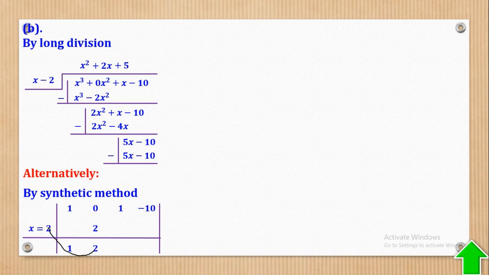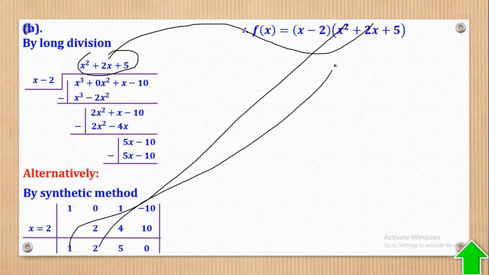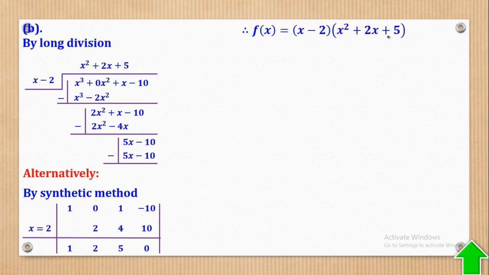Then 2 times this gives you 4, which you put here. 1 plus 4 gives you 5, which you put there. Then 5 times 2 gives you 10, which you put here. Then negative 10 plus 10 gives you 0, which you put here. So this 0 is what proves to you that there is no remainder. Therefore, f(x) is equal to (x minus 2)(x squared plus 2x plus 5). This can be got from here if you used long division. If you used the synthetic method, then this one is the coefficient of x squared, this 2 is the coefficient of x, and this 5 is the constant. So that is how either of the two methods can be used.